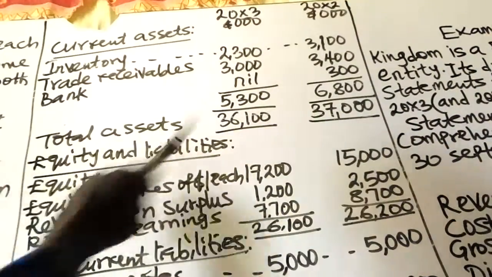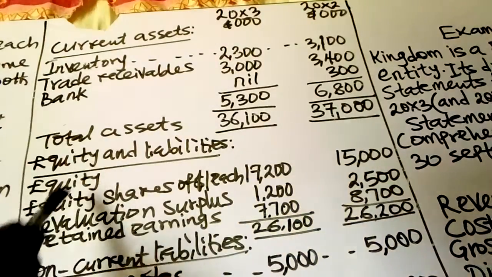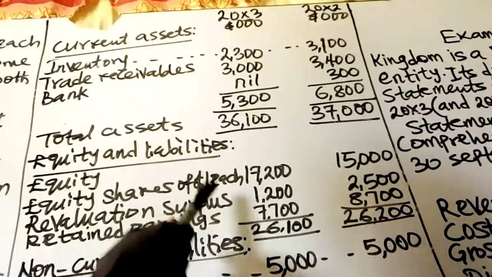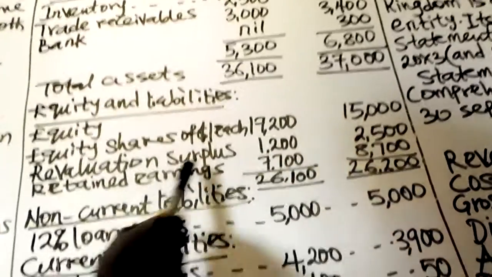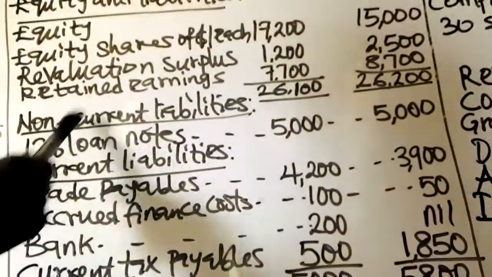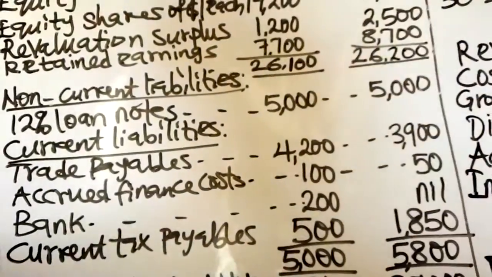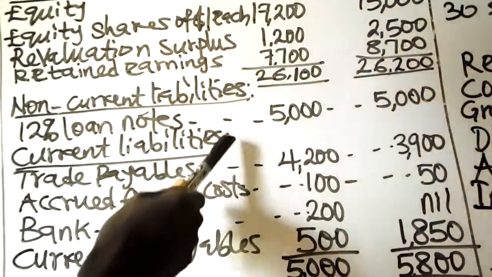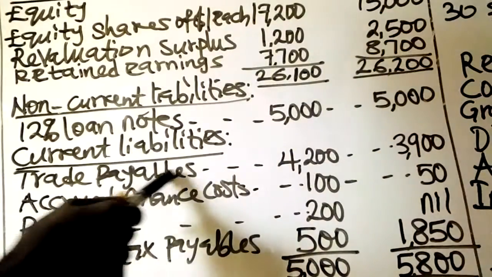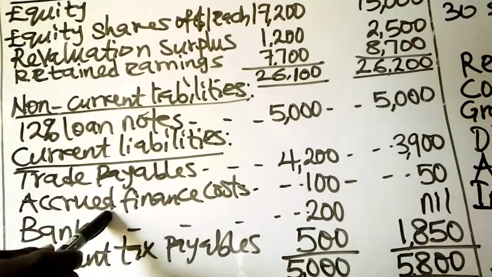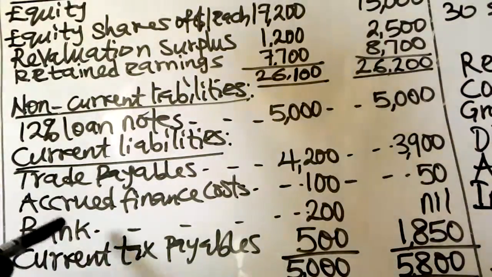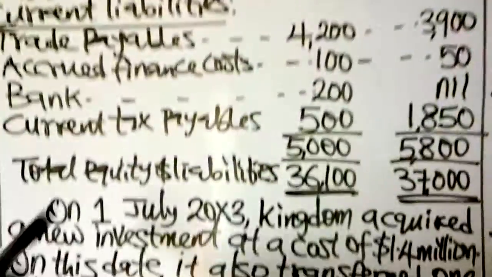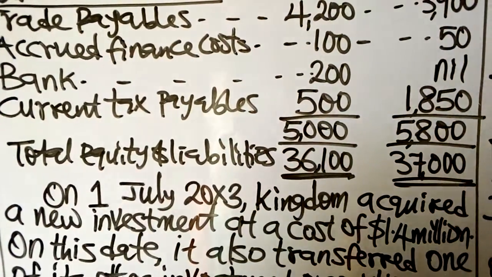We have equity and liabilities. Under equity we have equity shares of $1 each. Then we have revaluation surplus. We have retained earnings. Then we have non-current liabilities, which include 12% loan notes. Then we equally have current liabilities, which include trade payables, accrued finance cost. Then we have bank, and we have current tax payables. We have total equity and liabilities.